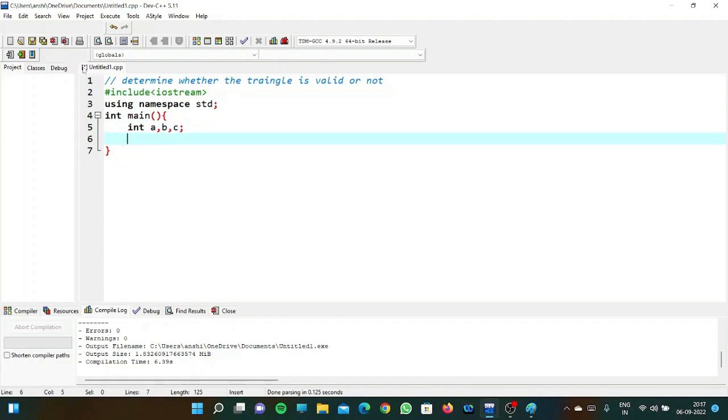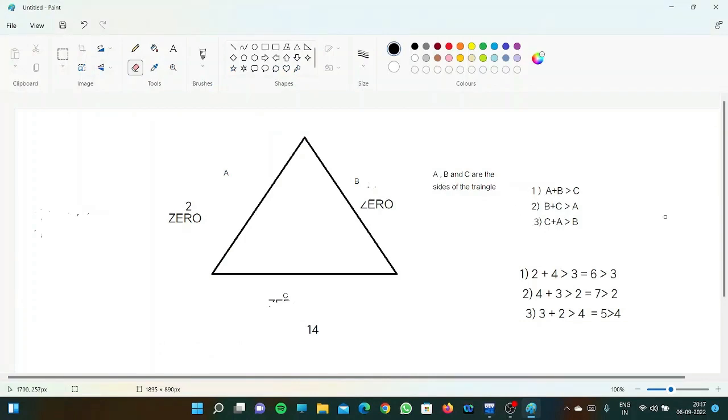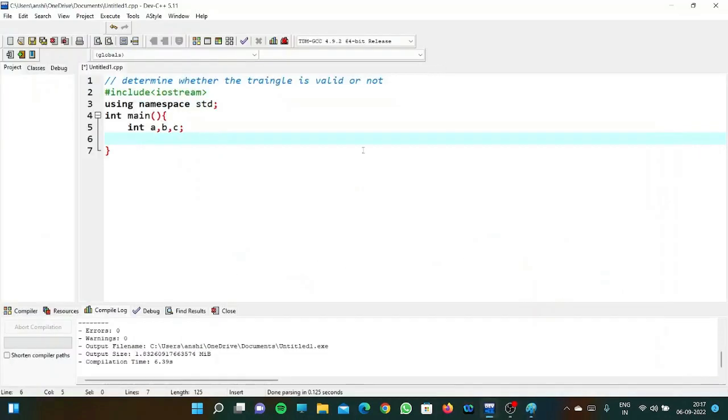Now, here we are talking about condition, that if these three conditions are all true, only then the triangle will be considered as valid. So here we'll use if statement. I told you that we use if statement when we are talking about conditions, when we're talking about satisfying conditions. So we'll write A plus B greater than C.